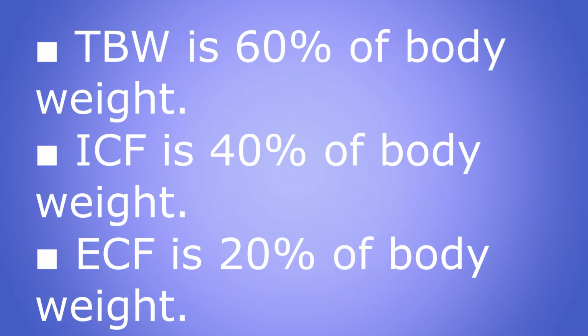So total body water is 60%, and ICF means intracellular fluid. The fluid that is present inside the cell is 40% of the body weight. And ECF means extracellular fluid, which comprises interstitial fluid and plasma, and is 20% of the body weight.